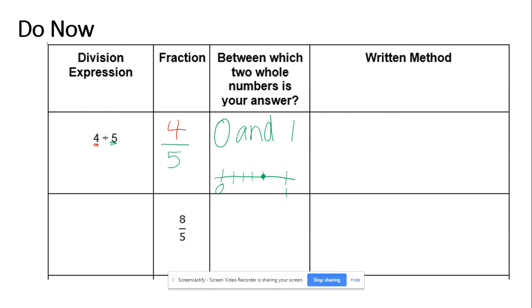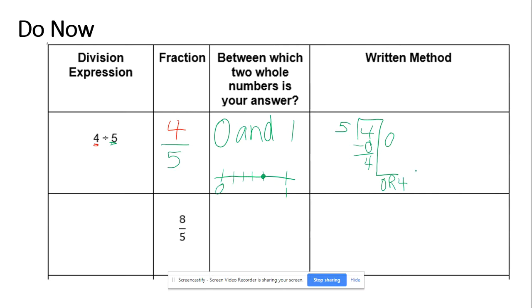When it says written method, that just means we're going to use partial quotients, which we haven't done for a while. So 4 is going to go inside our division symbol because it's the first number, it's the dividend. Then we're going to put 5 on the outside because it's the number we're dividing by, it's our divisor. Ask yourselves, can we multiply 5 by anything to get close to 4 without going over? The answer is no, so we're going to put a 0 here. 5 times 0 is 0. When we subtract 4 minus 0, we have 4. So we know our answer is 0, remainder 4.